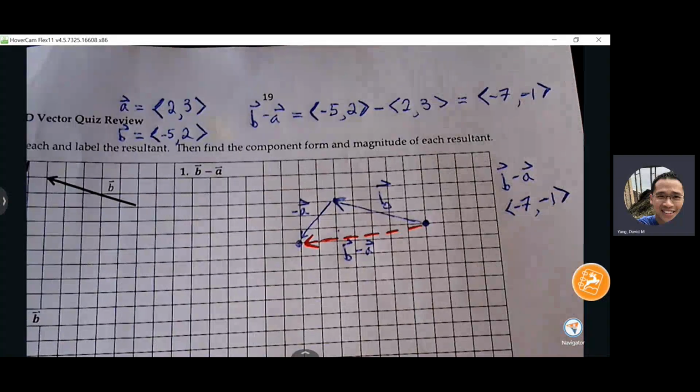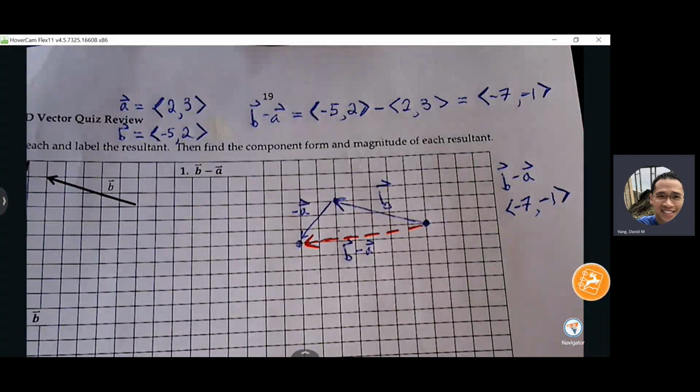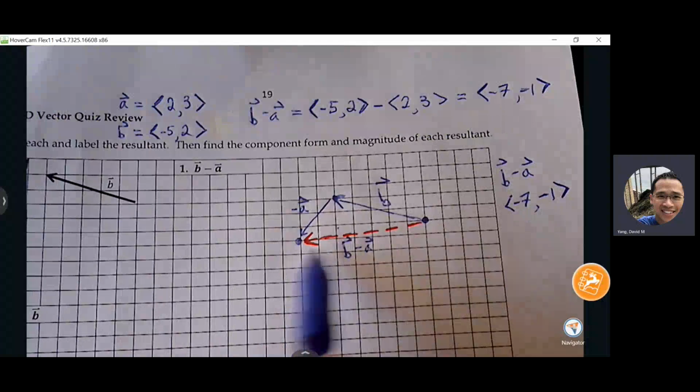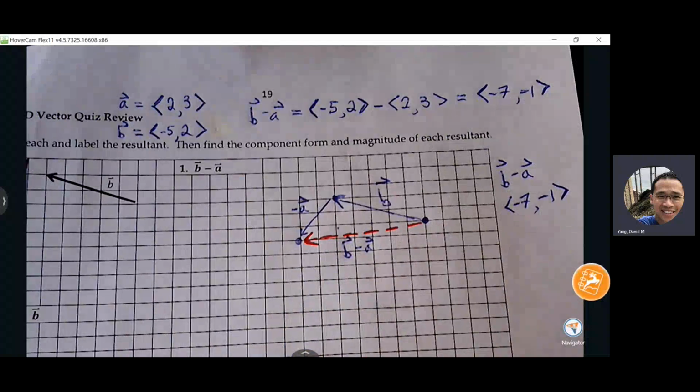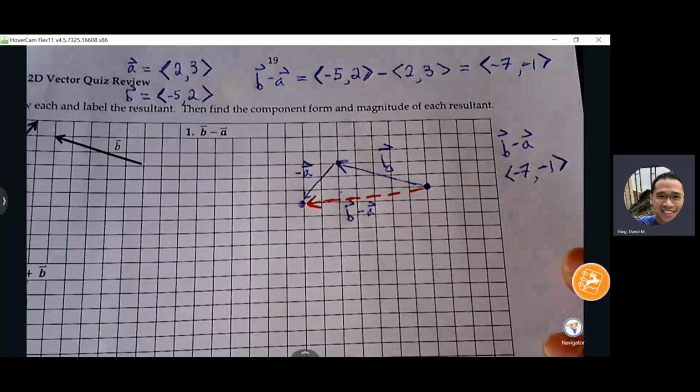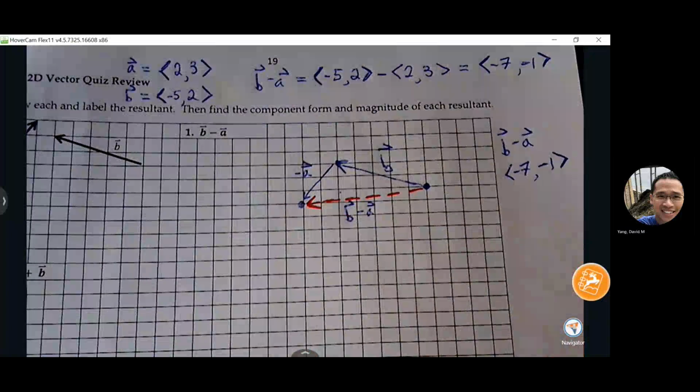So for the resultant vector, would you want it to be dotted lines like that? You don't have to, no, you just label it. I just wanted to show a different color to see the distinction, but you can do however you want to show me, just label it.